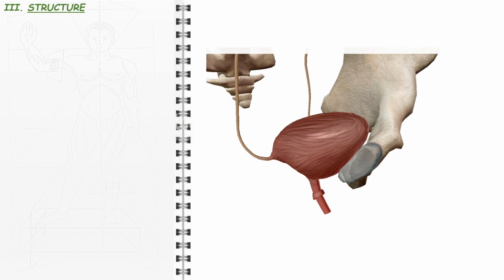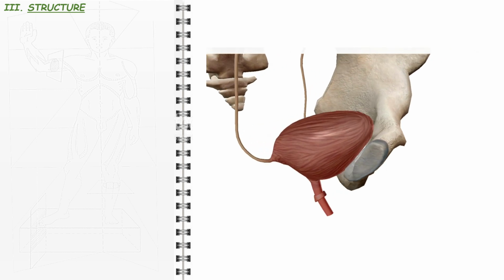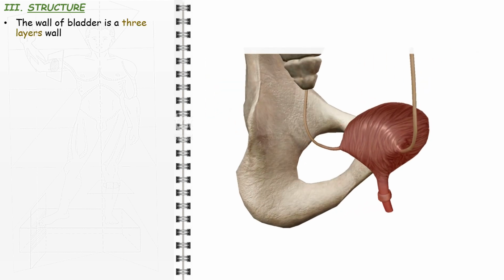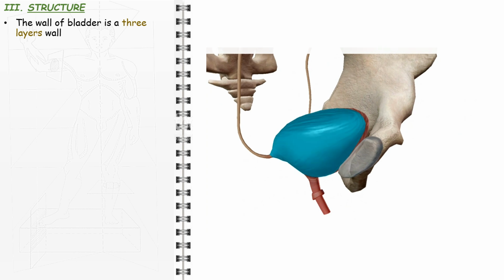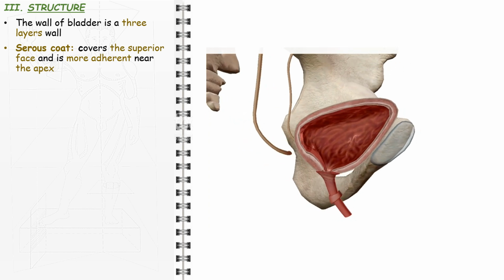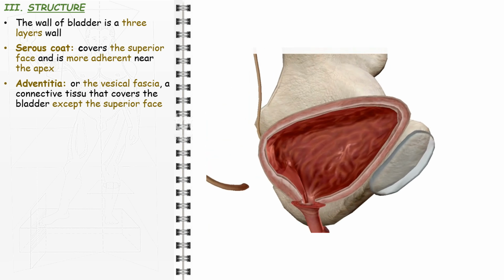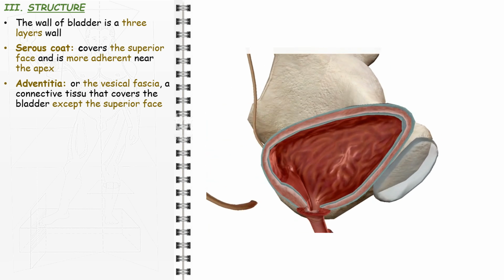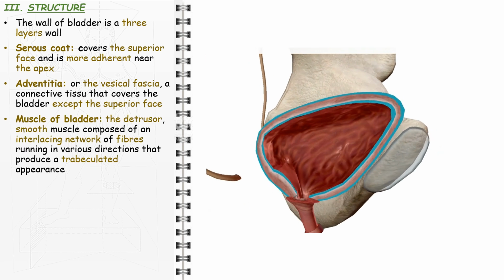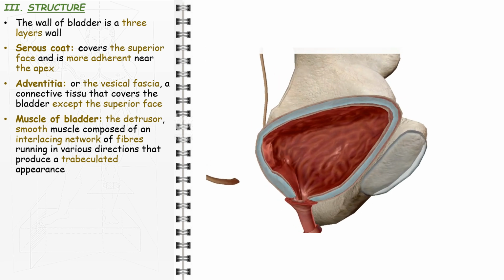Delving into the structure of the bladder's wall, we will begin by examining its general structure. The wall of the bladder is a three-layered wall. It is 1 centimeter thick when the bladder is empty and 5 millimeters thick when distended. The serous coat covers the superior face and is more adherent near the apex. The adventitia, or the vesical fascia, is a connective tissue that covers the bladder except the superior face. The muscle of the bladder, the detrusor, is a smooth muscle composed of an interlacing network of fibers running in various directions that produce a trabeculated appearance.